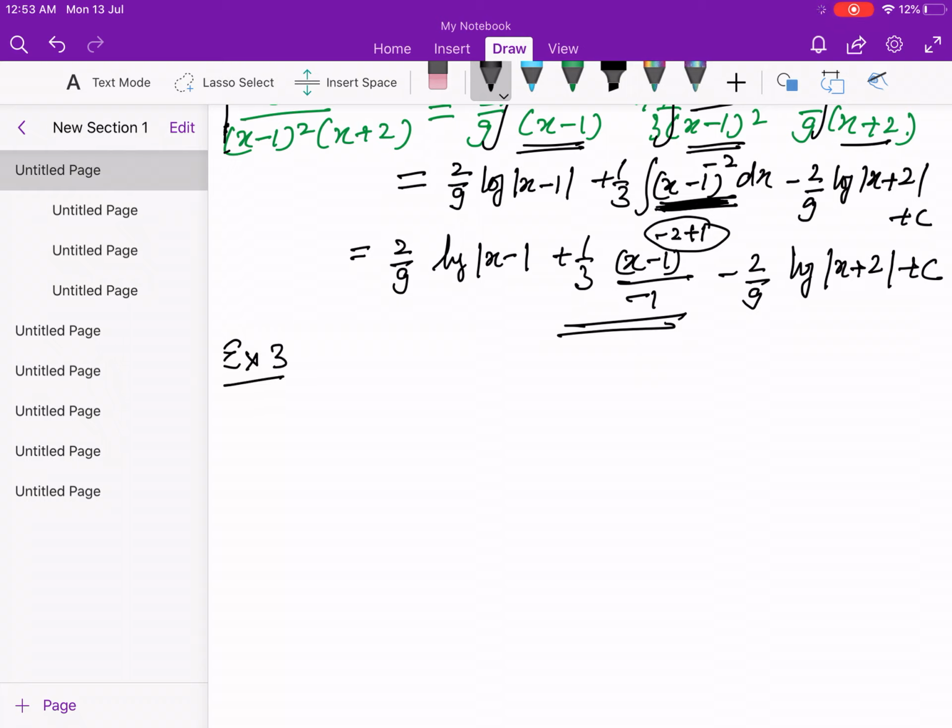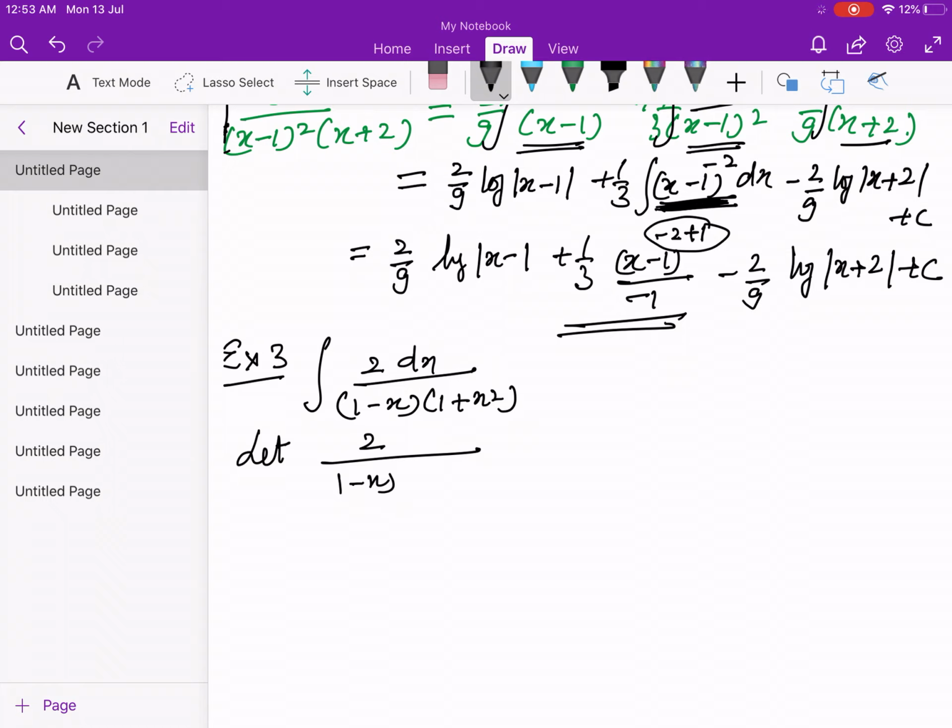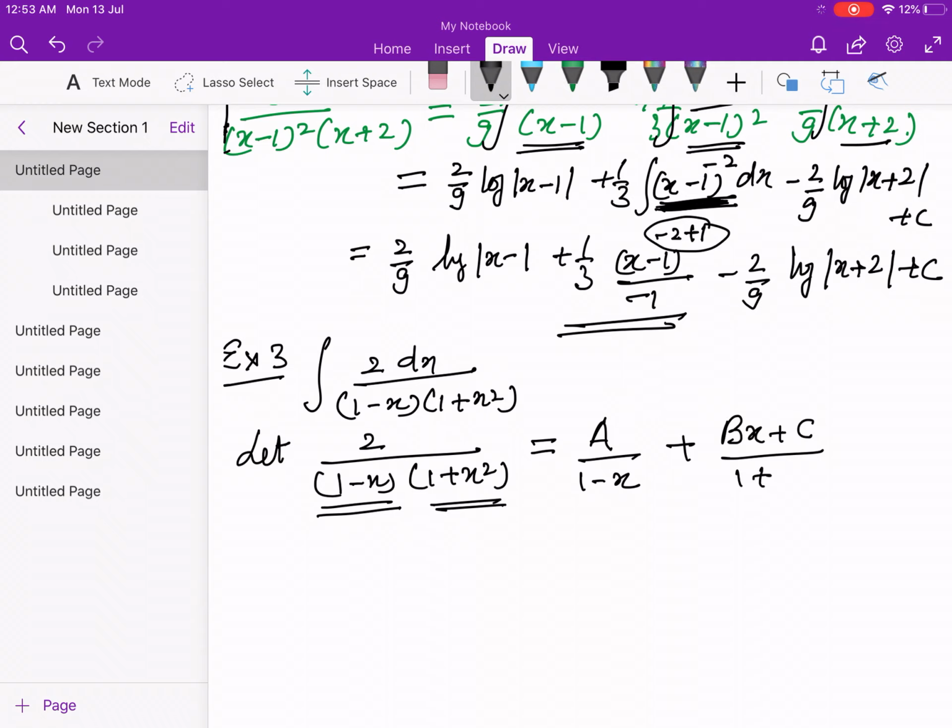Example 3. Integral of 2 dx over (1 minus x) and (1 plus x square). So for partial fraction, what do you suppose? 2 upon (1 minus x) and (1 plus x square) equals to, this is linear, so what is the position? A upon simple 1 minus x. This is quadratic, so it is bx plus c over 1 plus x square, and keep this in bracket.